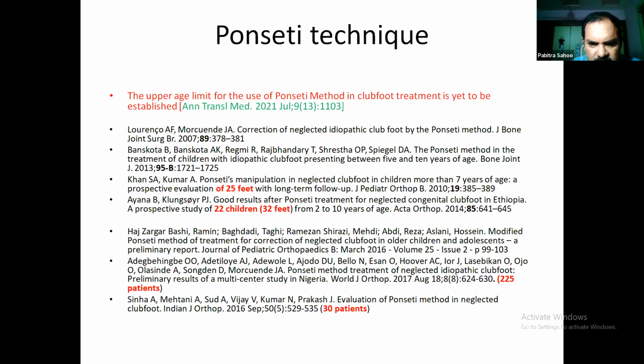This study is from Nigeria. There is another study also, 30 feet. This is from India, published in the Indian Journal of Orthopaedics, 30 feet. So still studies are lacking. Someone can take up the challenge of taking a larger number of patients to see the effect of Ponseti's technique on correction of neglected clubfoot.